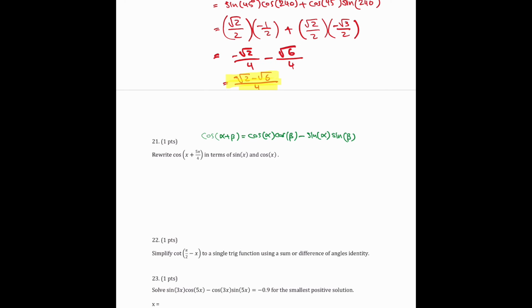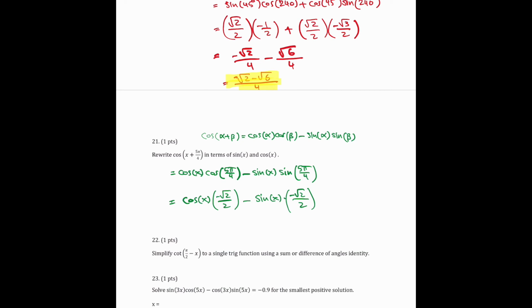So applying this here, this will be equal to cosine x cosine 5 pi over 4 minus sine x sine 5 pi over 4. Now, looking at the unit circle, I know that sine and cosine 5 pi over 4 are both negative square root of 2 over 2. So this becomes cosine x times negative square root of 2 over 2 minus sine x times negative square root of 2 over 2.